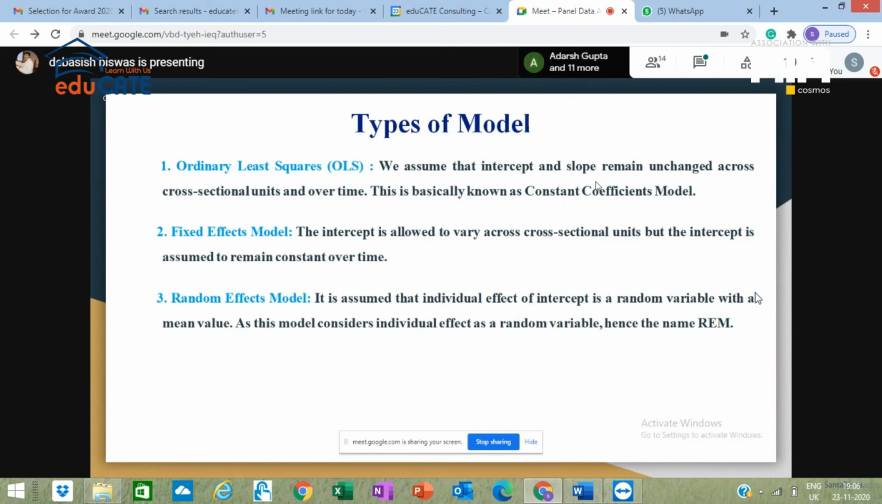But other two models, one is fixed effect model, another is a random effect model. So under fixed effect model, listen very minutely, under fixed effect model, our assumption is the intercept is allowed to vary across cross-sectional unit. Just I'm showing it again.